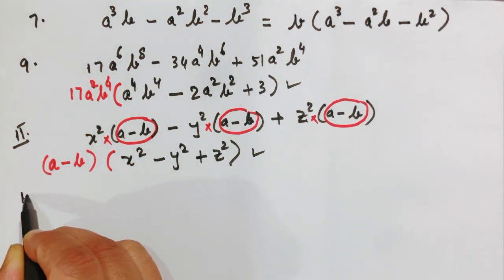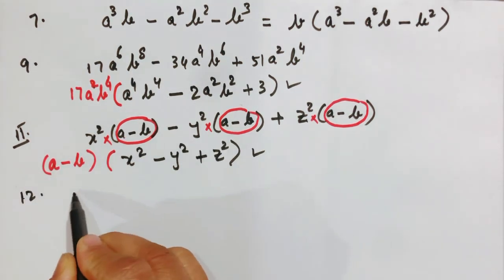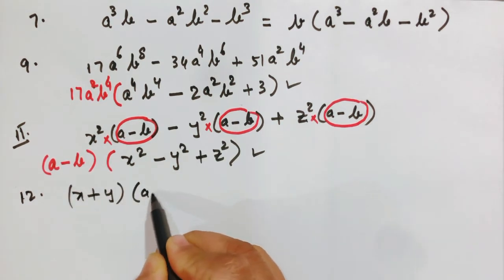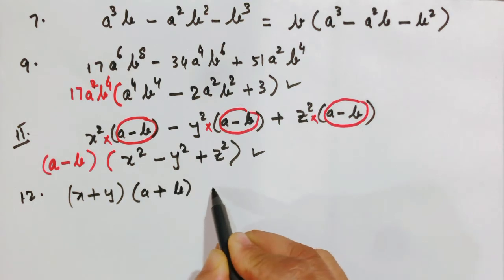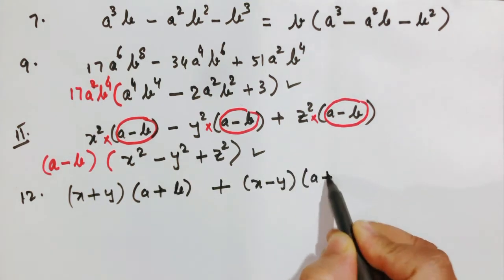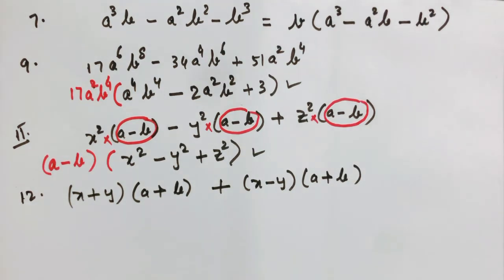So in number 12, what do you have? You have (x plus y)(a plus b) plus (x minus y)(a plus b). So I hope your eyesight is proper. Even my eyesight is proper.